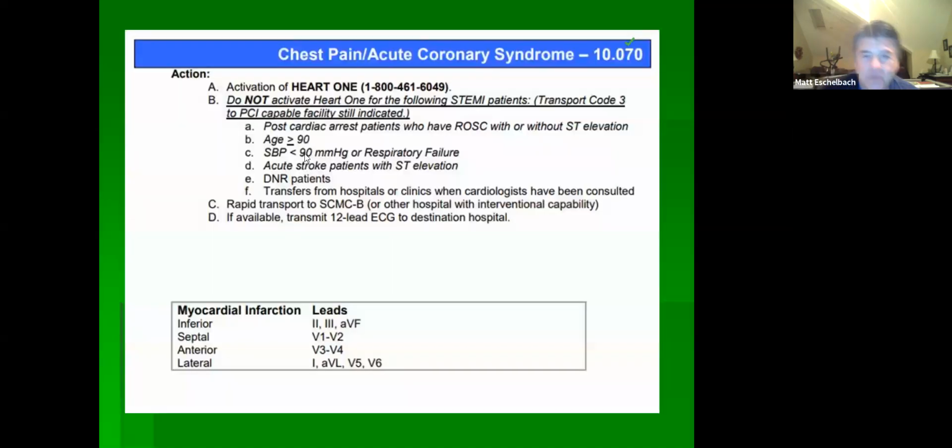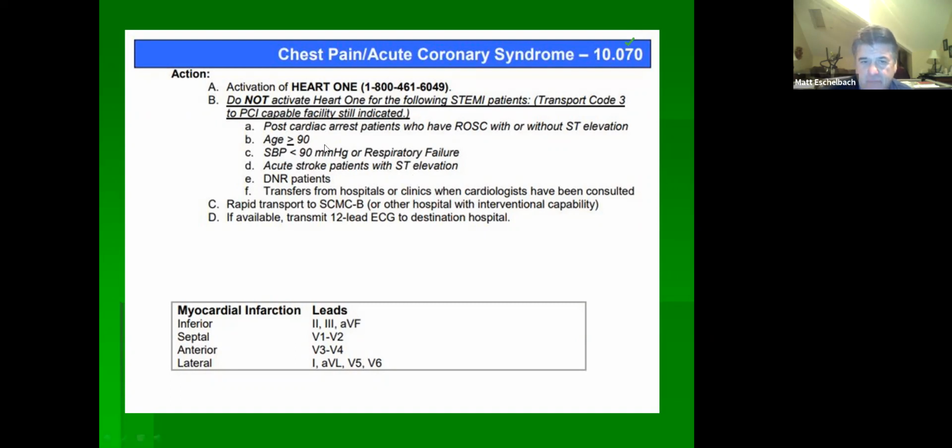Okay. So this is what we have for our acute coronary syndrome. Heart rhythm, we have a number. There's certain times that we do not activate that, and that's in a cardiac arrest with ROSC. With or without ST elevation, we hold off on those. If the heart rate is greater than 90, or the blood pressure is less than 90, or respiratory failure, we'll hold off on Heart One. Acute stroke patients, we've already got a stroke, so we got something else going on.